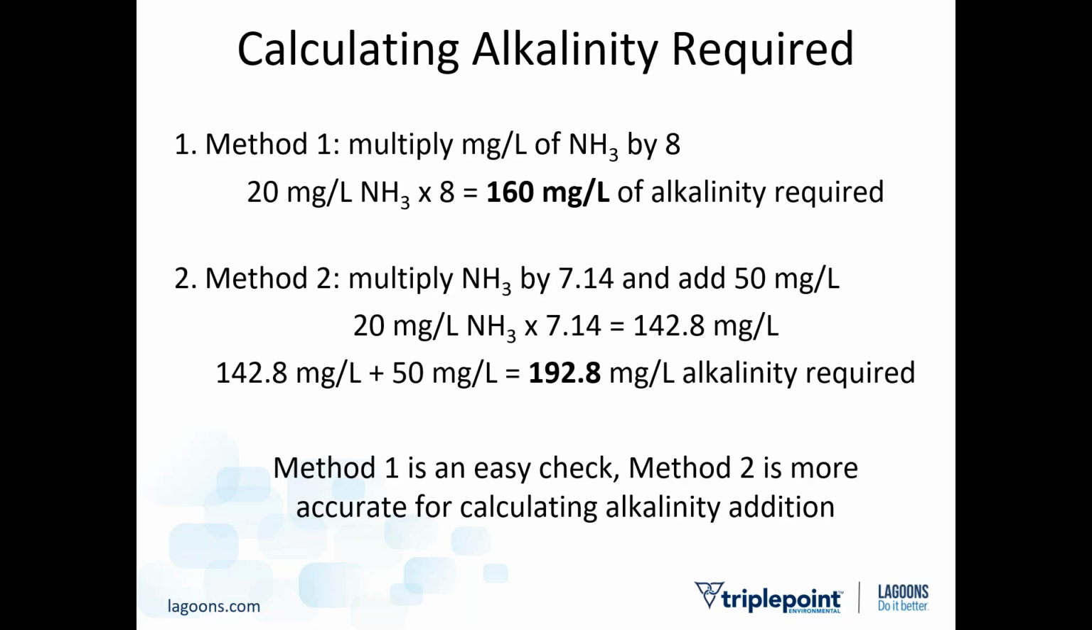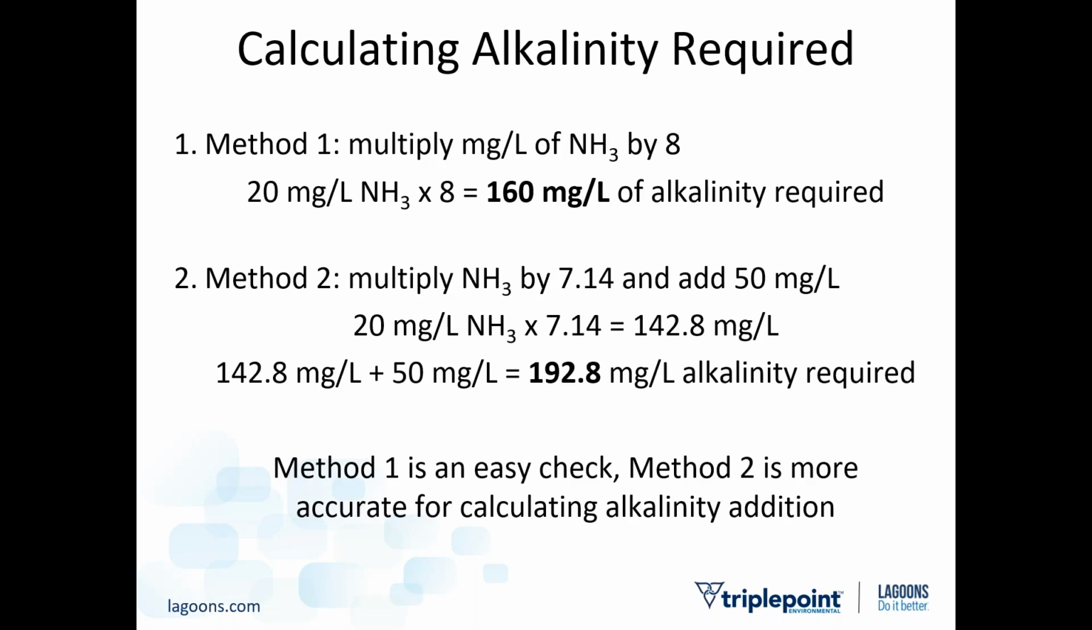How much margin of error do you have if you've got a tight permit and, oops, you're 10 milligrams off on your alkalinity and that gives you an extra milligram per liter of ammonia in your effluent? Is that going to mess up your compliance with your permit?